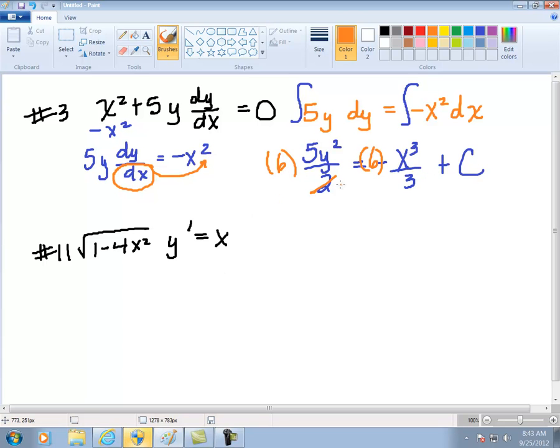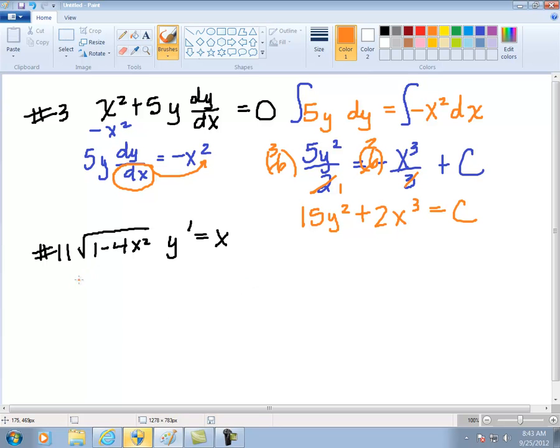So these cancel out, give me 3, so this first term becomes 15y squared. These cancel out, leave me 2. If I move it over, this is a negative 2x cubed, so I'm just going to move it over and make it a positive 2x cubed, and then that's equal to c. So that's your answer. All right, let's try one more.